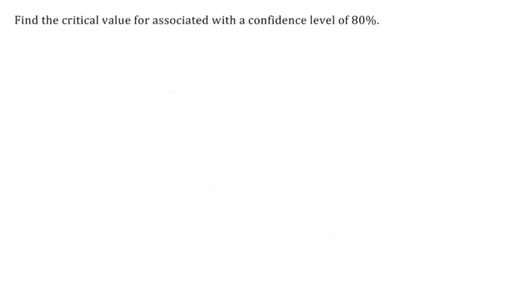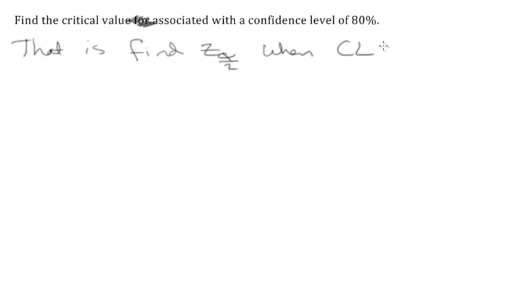So what I'd like you to do right now is stop the video and work on this problem here. I want you to find the critical value associated with a confidence level of 80%, which is not a particularly uncommon confidence level. So that is, I'm just writing this a different way, find the critical value when the confidence level equals 80%. Okie dokie. Stop the video, work on this, and then when you come back, we'll do it together.